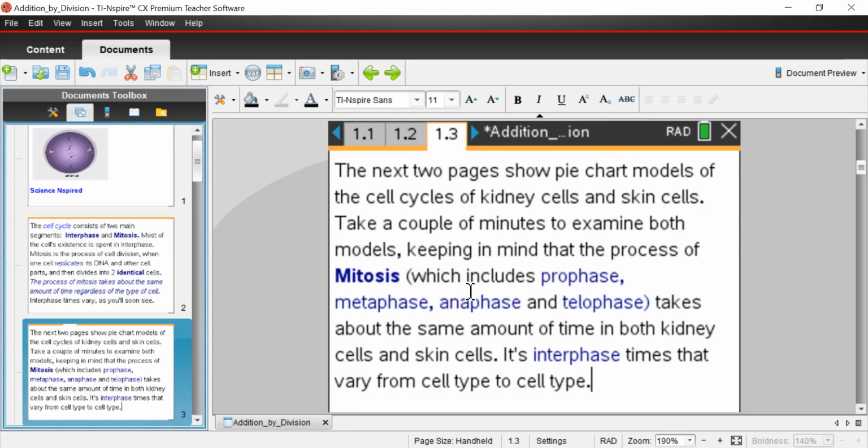Jumping over to page 1.3, the next two pages show pie charts of the cell cycles of two different kinds of cells, kidney cells and skin cells. So what we're going to do is look at both.